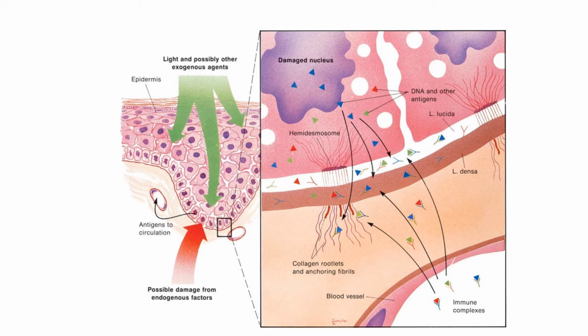This illustration is describing the pathogenesis of lupus erythematosus. The keratinocytes can be damaged by exogenous or endogenous factors, and this damage results in release of various kinds of antigen into the circulation, or some of these antigens may return to this area in the form of antigen antibody complexes. These antigens may be DNA and other antigens that are released from these damaged keratinocytes, and when these antigen antibody complexes are formed, they then deposit within the lamina densa and the dermis just beneath this area.